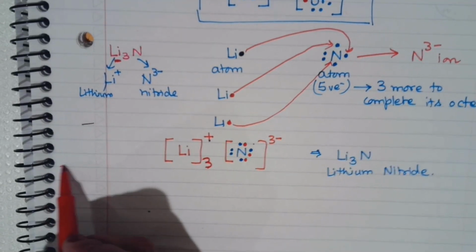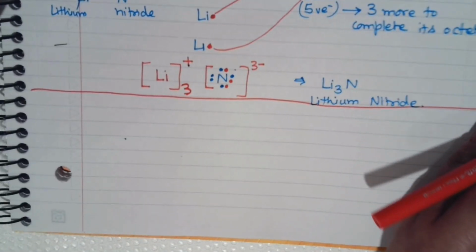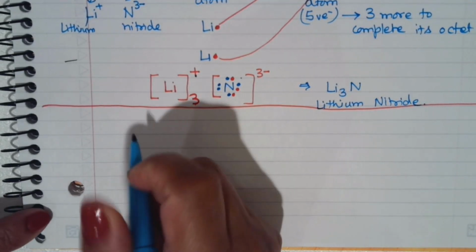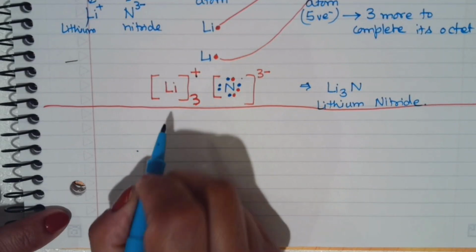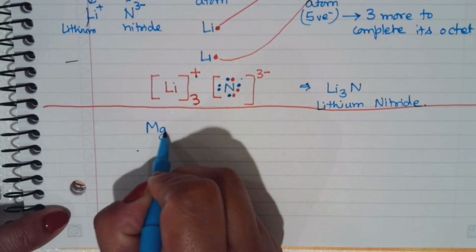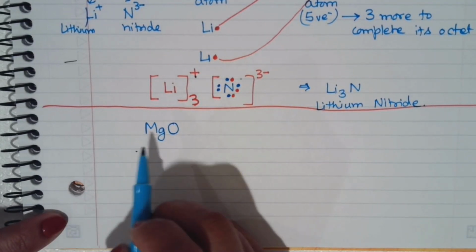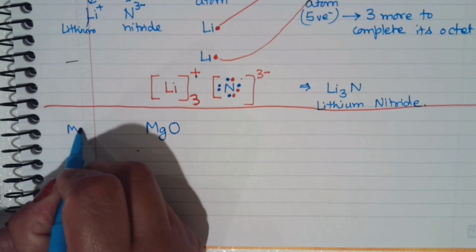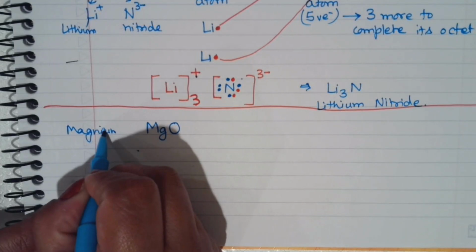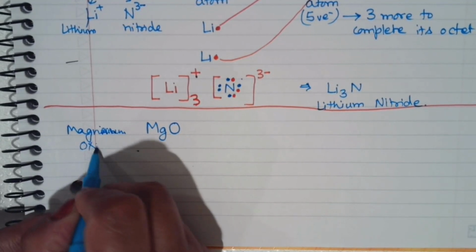So let's do one more example. So let's do magnesium oxide. So this is magnesium oxide because the cation, sorry about the spellings, magnesium oxide.